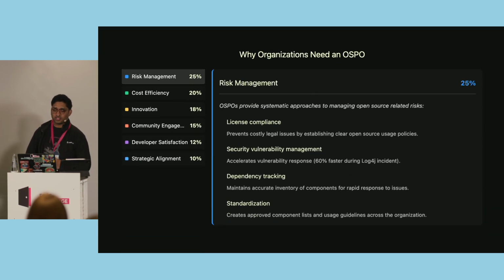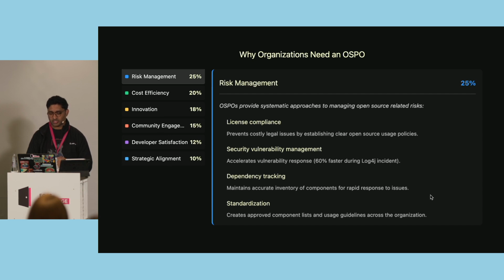So I'd like to go first with risk management. OSPO provides systematic approaches to managing open source related risk. The first one is license compliance. OSPO creates policies and licenses that prevent costly legal issues. For example, there was a scenario where a tech giant faced a 100 million lawsuit for GPL license violations that an OSPO could have prevented. The second one is security management. OSPO maintains the open source projects, and if there are any issues, they can rapidly track and remediate vulnerabilities in the dependencies. So this is security management.